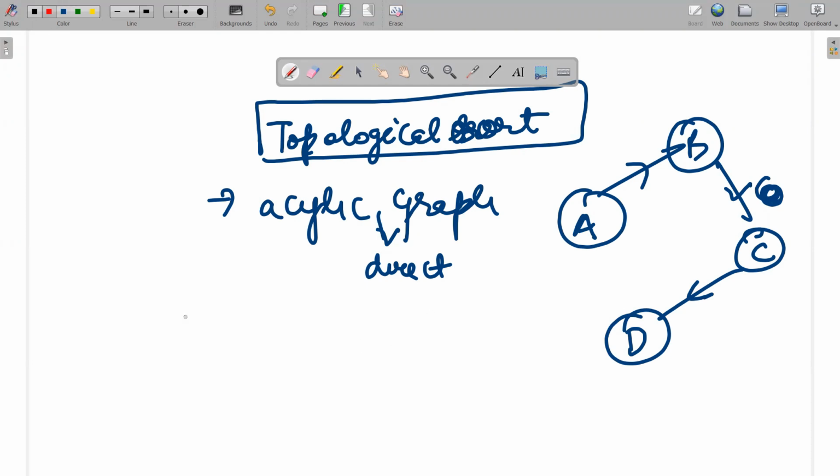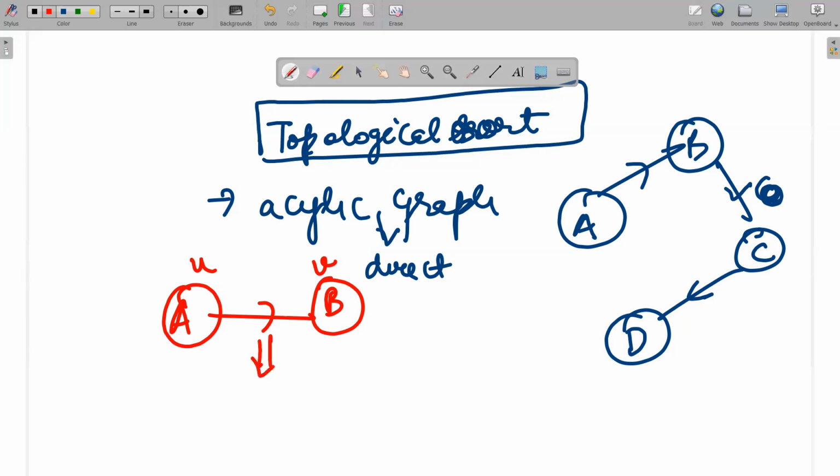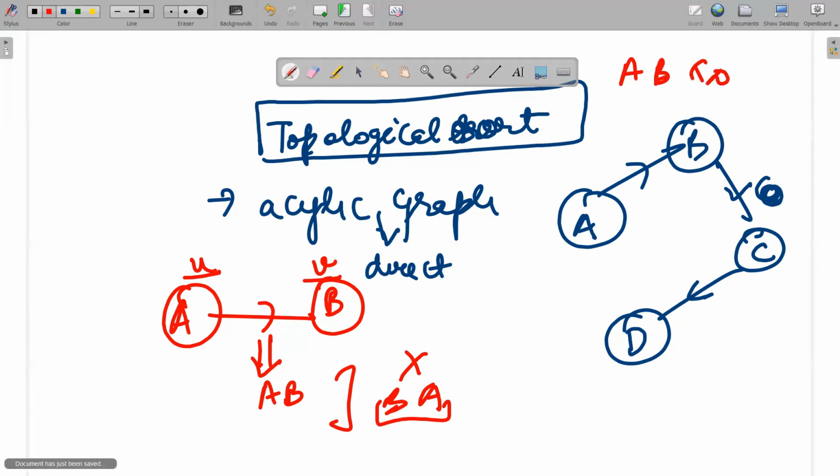So if there is an edge from A to B, let's say this is U, and this is V, I always have to write it as AB. Why? Because U is coming first and V is coming later. I cannot write BA, because there is no edge from B to A. So for the whole scenario, ABCD can be an answer, right?